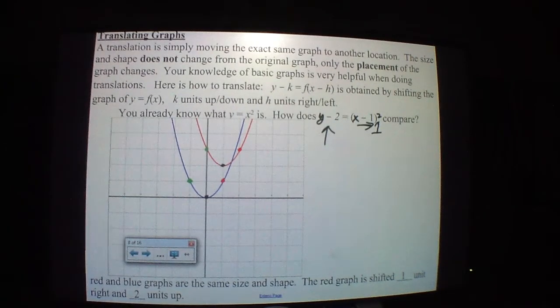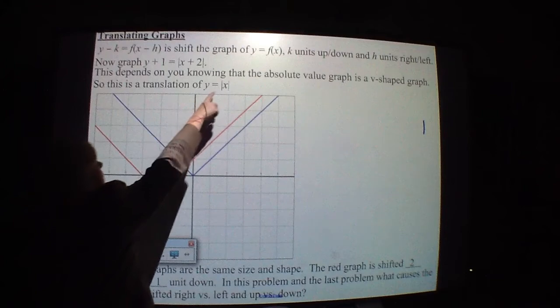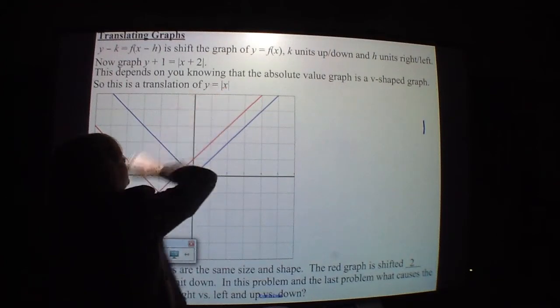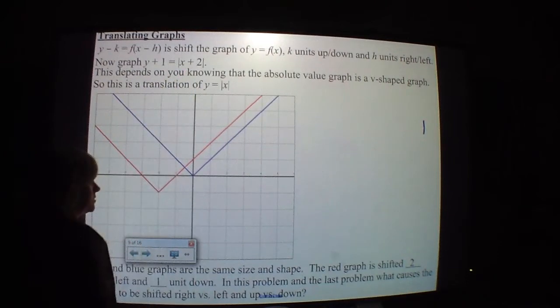Red and blue graphs, they're the exact same shape, the exact same size. The only difference is it is shifted. And the red graph is shifted 1 unit to the right, 2 units up. Let's translate the graph y is equal to the absolute value, let's translate that into y plus 1 is equal to the absolute value of x plus 2.